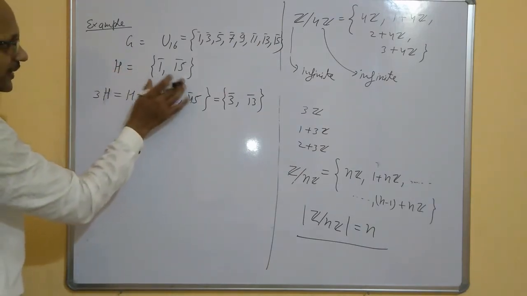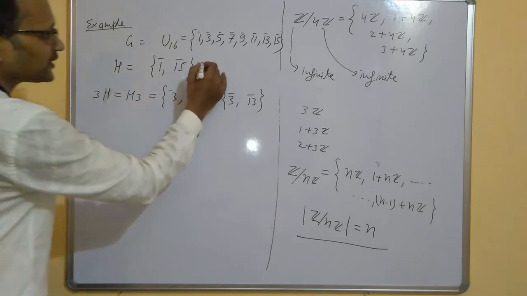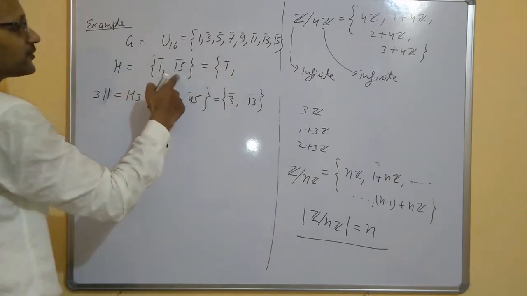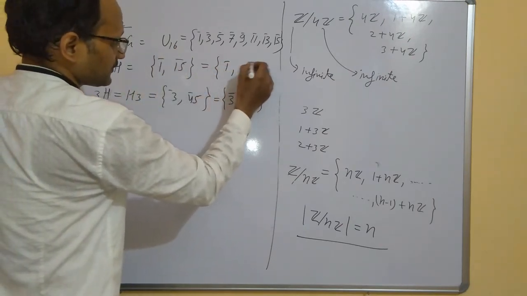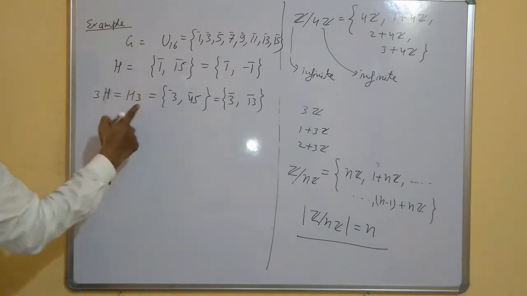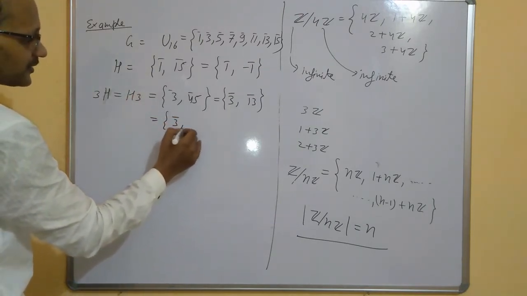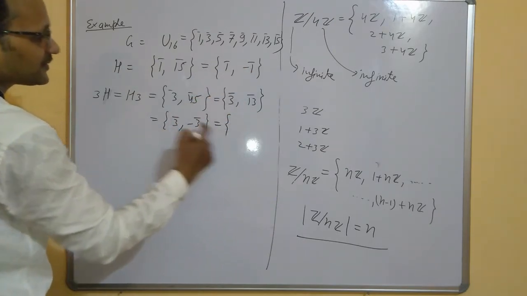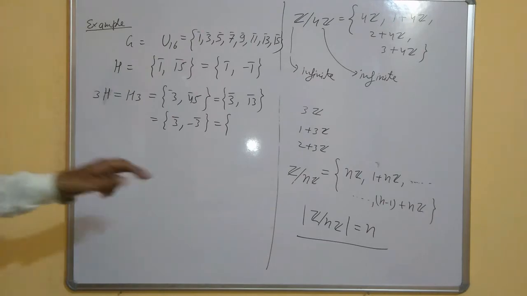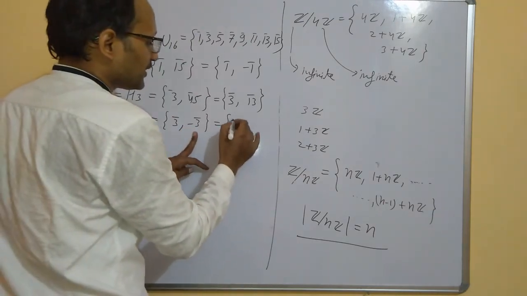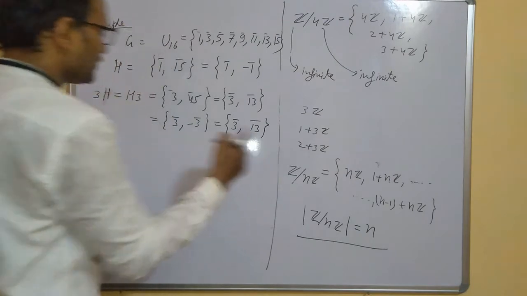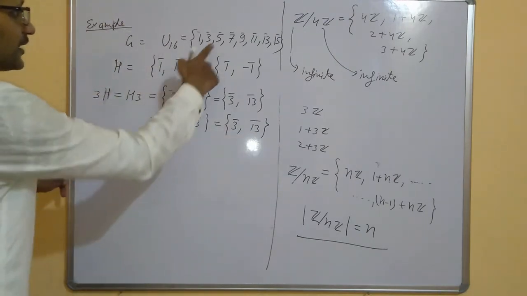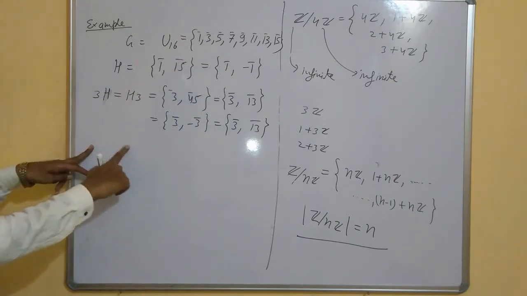One more thing, to make this calculation easy: 15 bar is actually minus 1 modulo 16. So if you want to determine 3H, you can also multiply 3 bar by 1 and minus 1, so this is minus 3, and minus 3 means 16 minus 3, which is 13. This makes your calculation easy. I am doing it another way while calculating another coset, so it will become more clear to you.